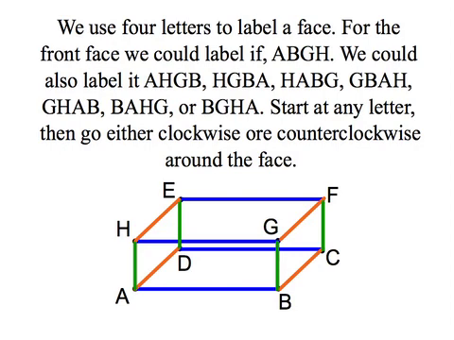If you start at A, you can go A, H, G, B, or A, B, G, H, but you can't cut across the diagonal and say A, then G. That would be an incorrect label for the front face. So you can see there are several other possible ways to label the front face, but in general, for any face, start at any letter, then go either clockwise or counterclockwise around the face.